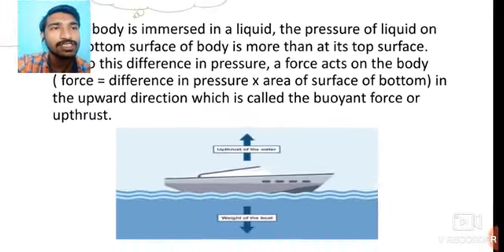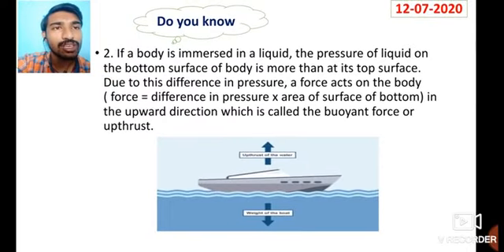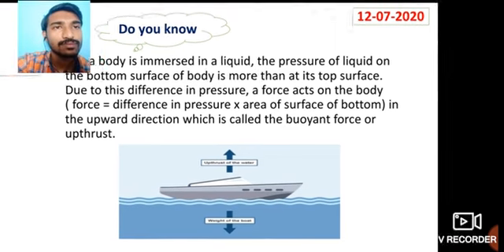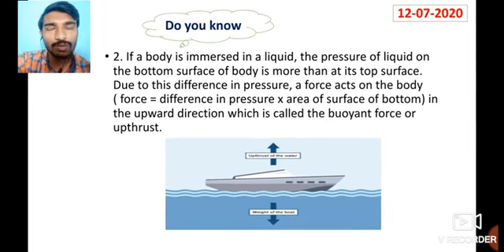So here you can see this figure. The ship is going in the sea or ocean. So here a force acts on a body. That means a force is acting on the ship in the upward direction. That means the liquid is exerting a pressure in the upward direction. So we will call that force a buoyant force. This is why ships can easily go on the water. So these are the things you just have to remember in your mind, and it will not be asked in your exams.